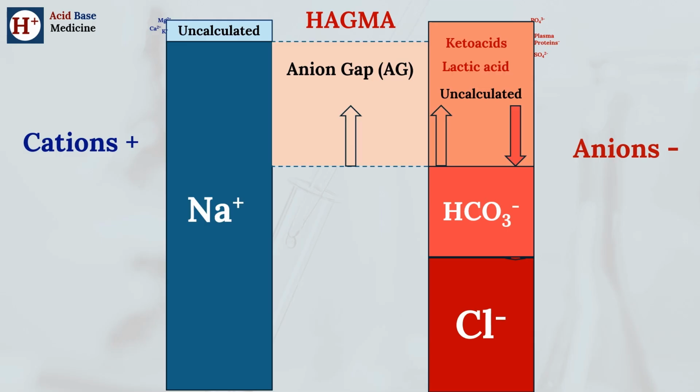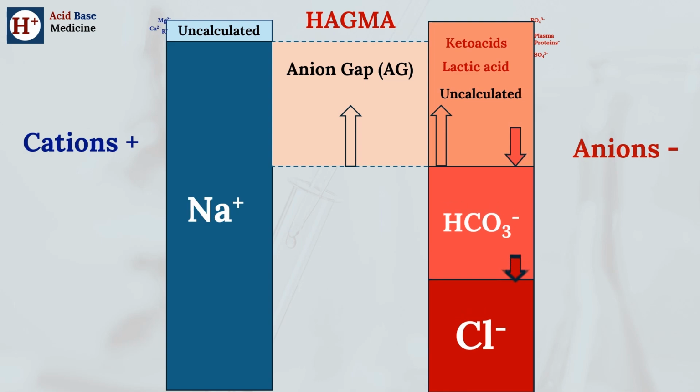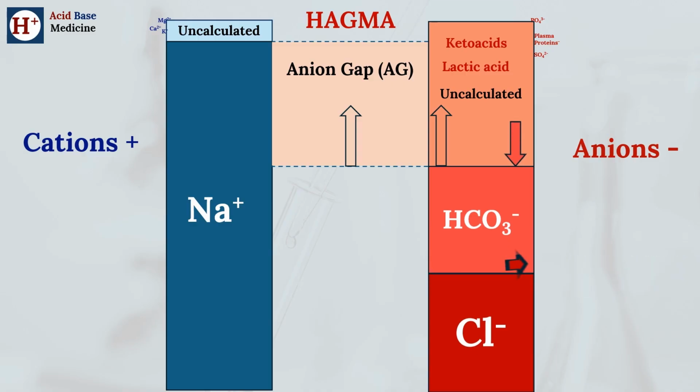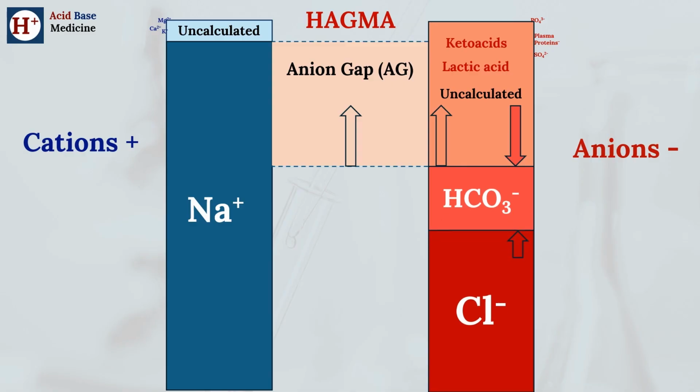A delta-delta ratio of 1-to-1 suggests a simple high anion gap metabolic acidosis. A ratio greater than 1-to-1 indicates a concurrent metabolic alkalosis, as the decrease in bicarbonate is less than expected for the increase in the anion gap. A ratio less than 1-to-1 suggests a concurrent normal anion gap metabolic acidosis, as the decrease in bicarbonate is greater than expected for the increase in the anion gap.